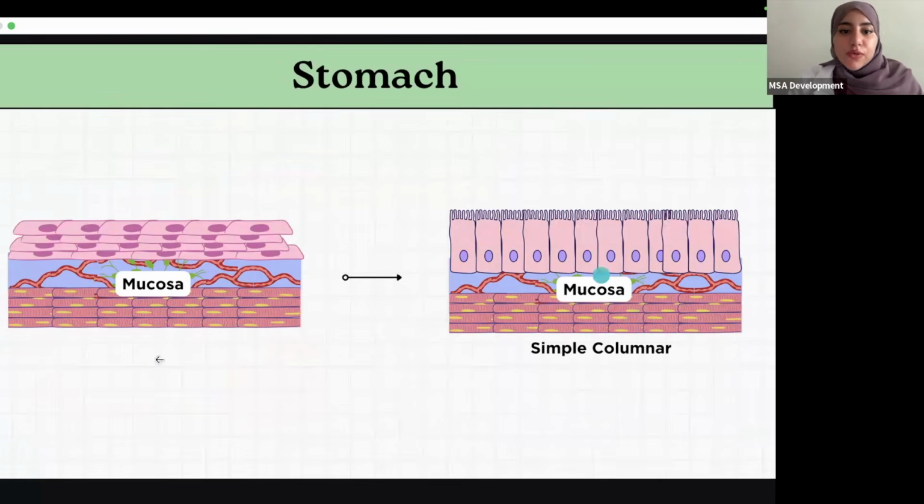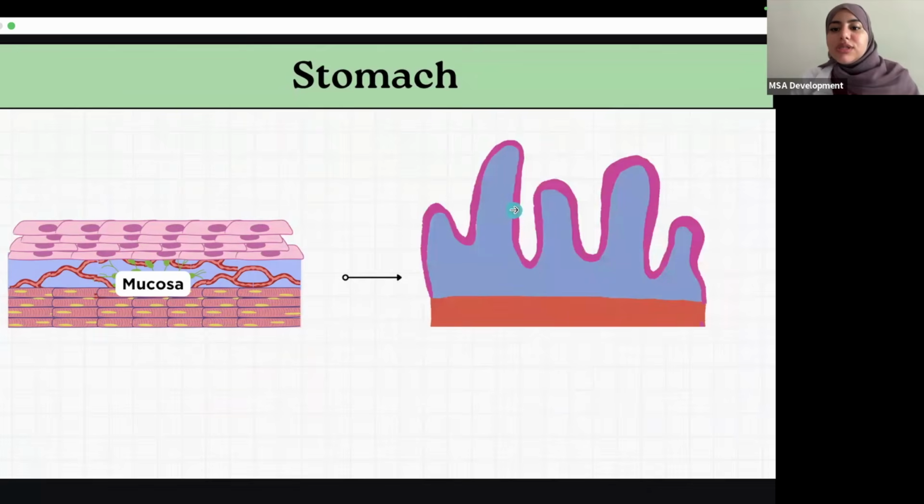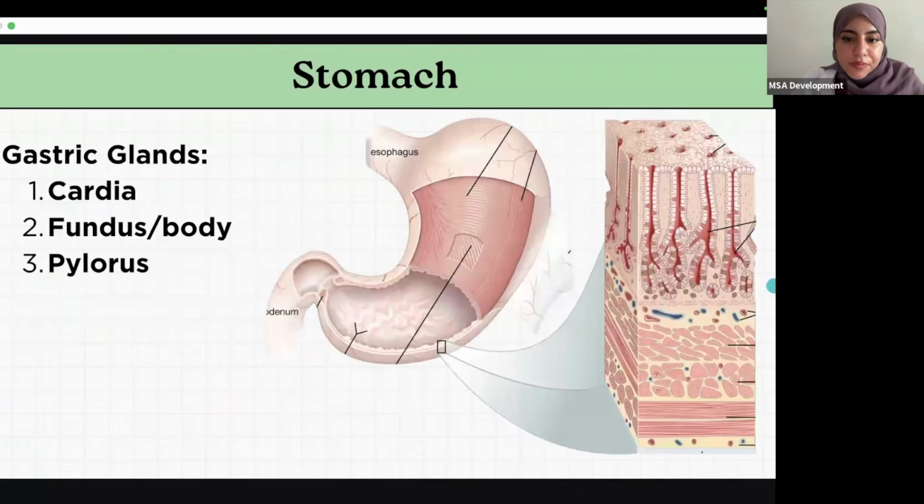As I said before, the esophagus goes from being stratified squamous to simple columnar, and the simple columnar have little microvilli. I wanted to explain over here that this is submucosal, and then this is the epithelium, and it's pushing through. And this is the muscularis externa. Okay. So the stomach, as we said before, has the cardia, fundus, and pylorus, and they don't have the same gastric glands.